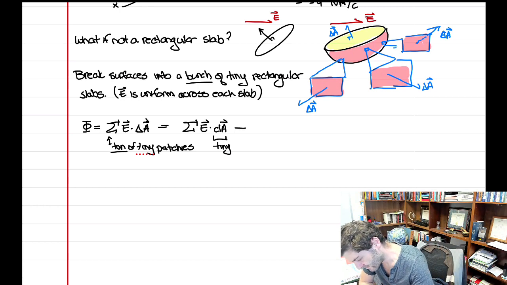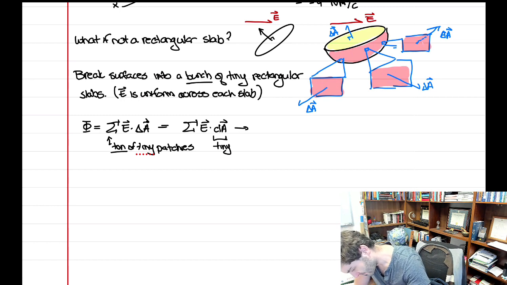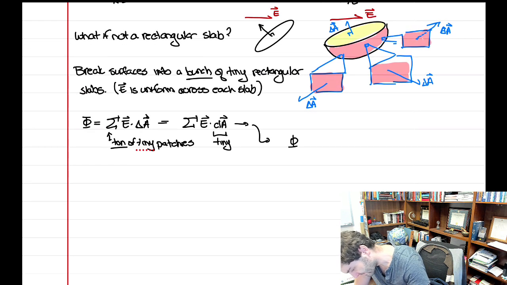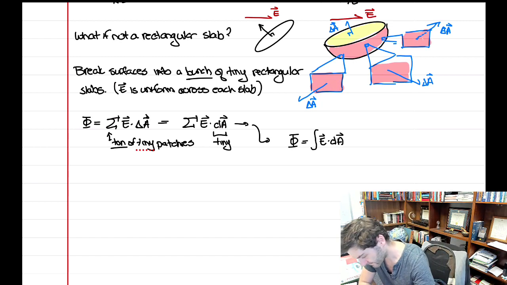But then when we use dA, we don't write a sum, we write it as an integral. So then maybe I'll go down here. I can write the total flux is equal to the integral of the electric field dotted with all of those little area vectors.